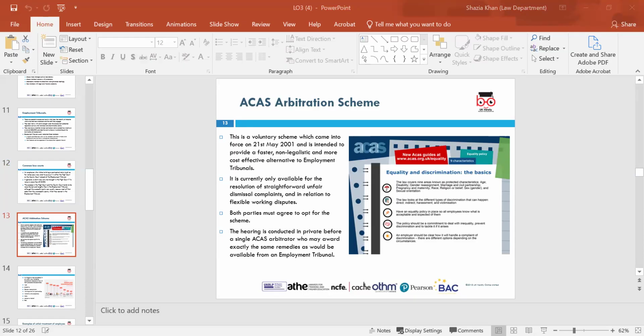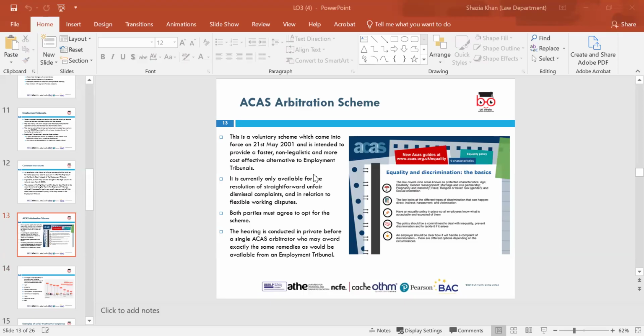Arbitration, as we mentioned, is when a third party makes a decision in regards to a dispute, and it's up to the arbitrator to decide on the dispute resolution. The arbitration scheme is a voluntary scheme which came into force on May 21st, 2020, and is intended to provide a faster, non-legalistic and cost-effective alternative to employment tribunals.